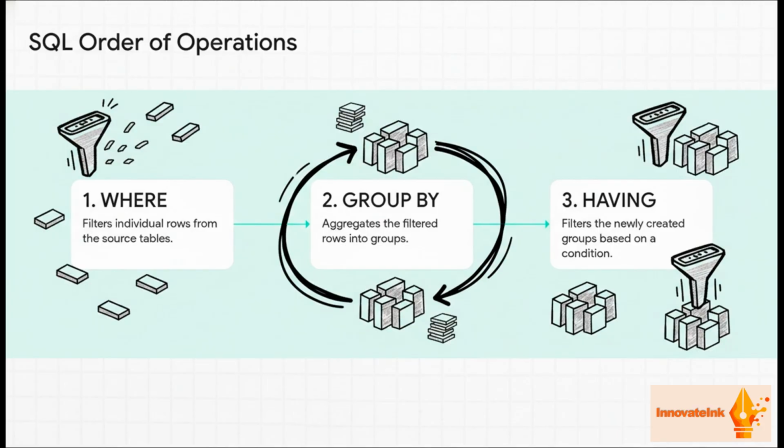Well, the answer comes directly from that procedural recipe-like logic of how SQL works. First, the where clause runs and filters out individual rows. Then, after that, the group by clause takes all the rows that are left and bundles them into groups. And only then, at the very end, does the having clause come in to filter those newly created groups. That's why you can't use where for this. When where is doing its job, the groups don't even exist yet.